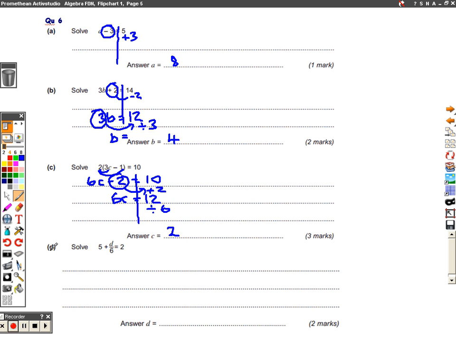Now be careful in D. It's set out slightly differently. Remember, you rearrange in the order of BODMAS backwards. Okay, so your 5 is adding on to the D. You're trying to get D on its own. Move the 5 across first, which becomes minus 5. D over 6 is equal to minus 3. 6 is on the bottom line, so it's divide. Comes across, becomes multiply by 6. So your answer is minus 18.